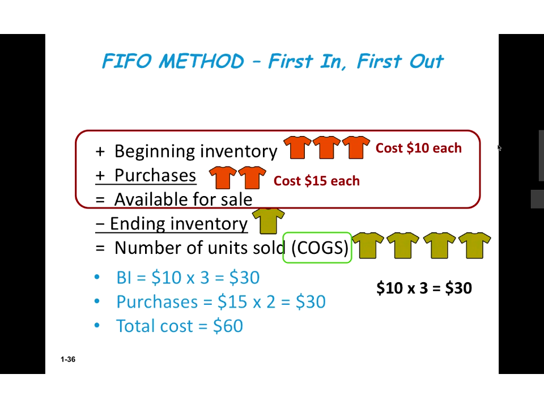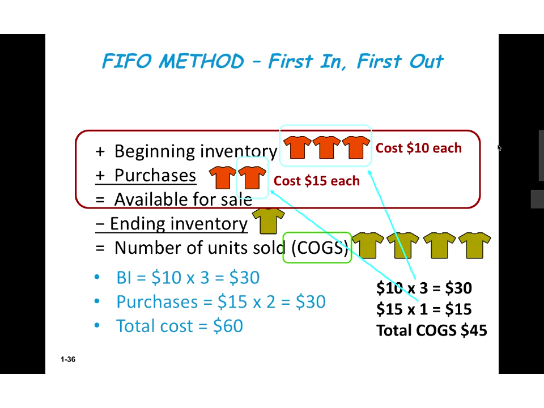I have 4 units I sold. So I'm going to start at the oldest end. So I sold all 3 of those beginning inventory t-shirts at a cost of $10. Now notice, I'm not talking about selling price. I'm talking about what they cost. So I sold the 3 that were in beginning inventory. Since I sold a total of 4, I also sold 1 from my purchases. Okay? So my total cost of goods sold under FIFO is $45. FIFO means our oldest units are sold first.